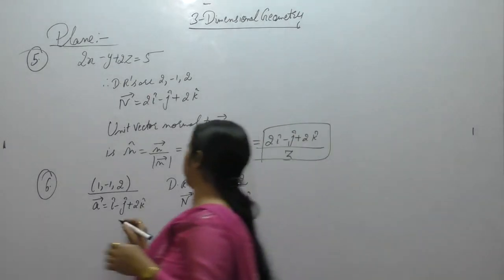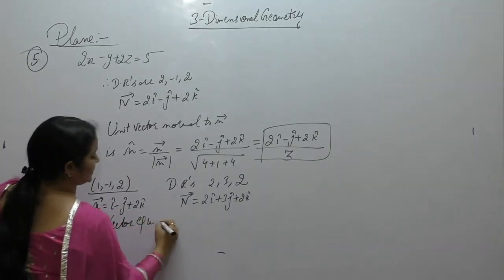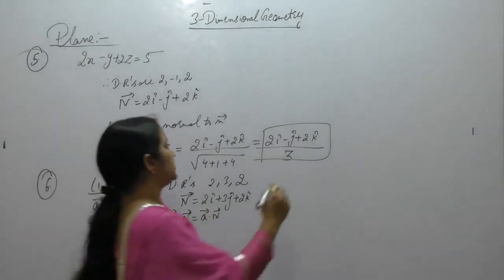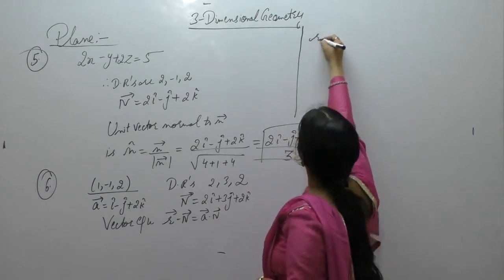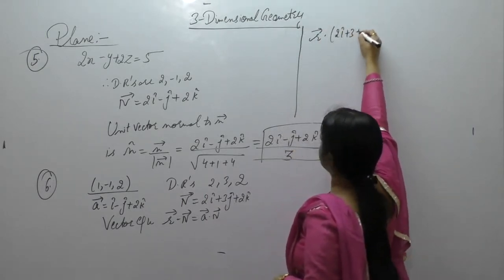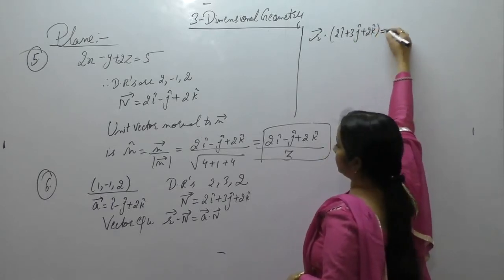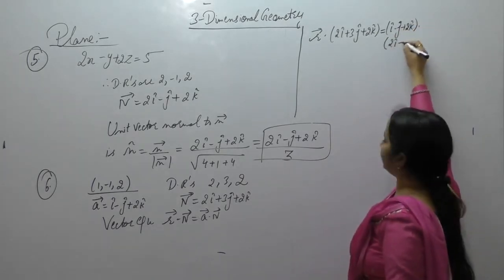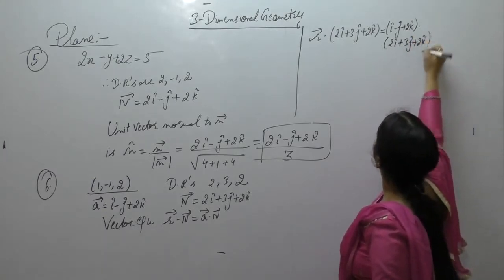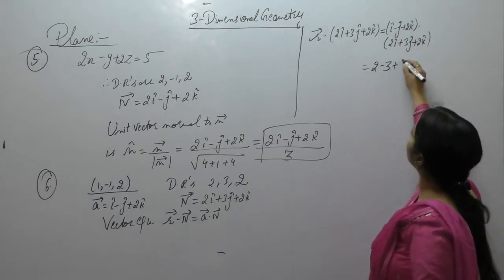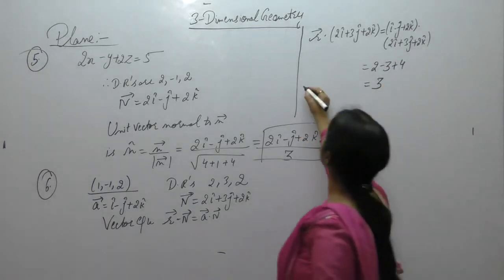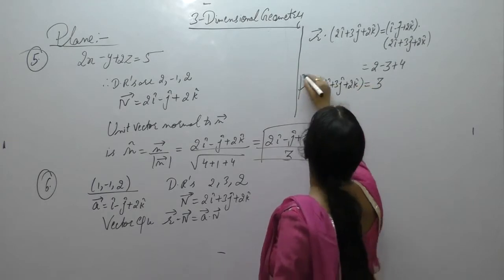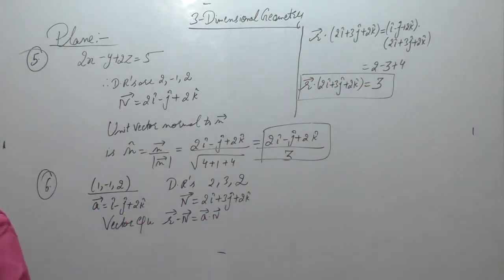Now we know the vector equation of the plane is r vector dot n vector equals a vector dot n vector. So use this formula here. r vector dot 2i plus 3j plus 2k equals i minus j plus 2k dot 2i plus 3j plus 2k. 2 into 1 minus 1 into 3 plus 2 into 2, that is 2 minus 3 plus 4, so 3. So r vector dot 2i plus 3j plus 2k equals 3. This is the vector equation of the plane.